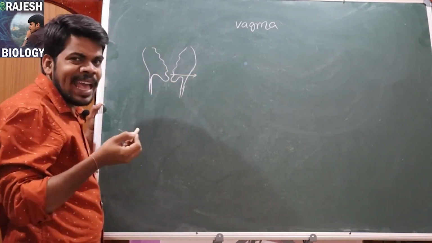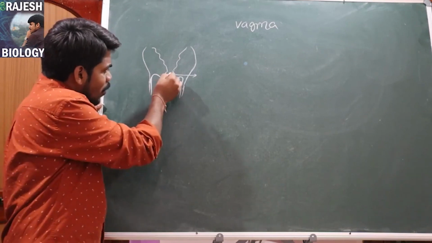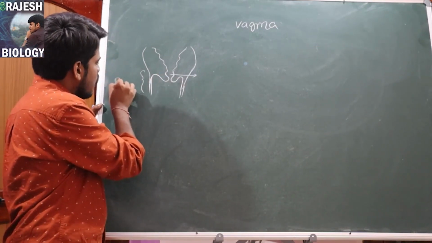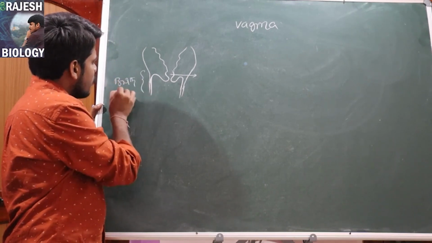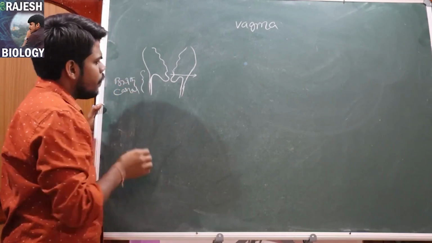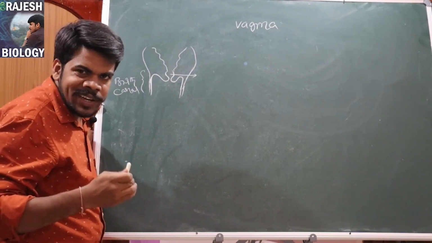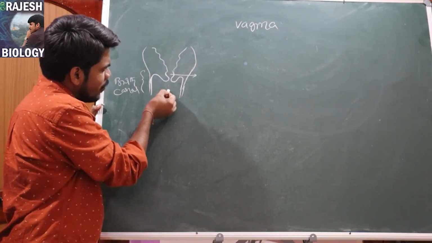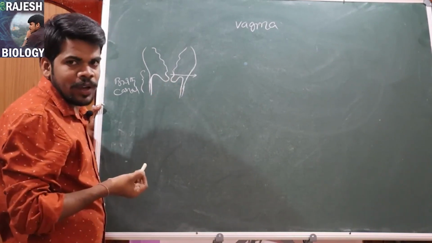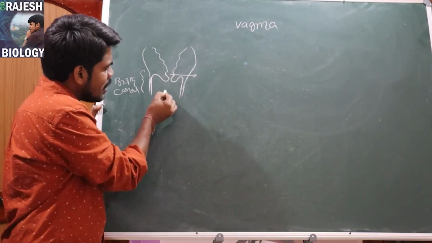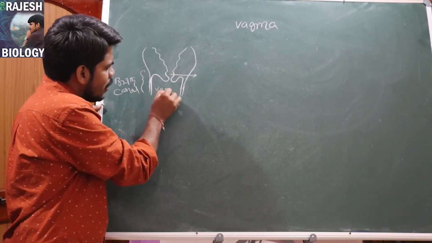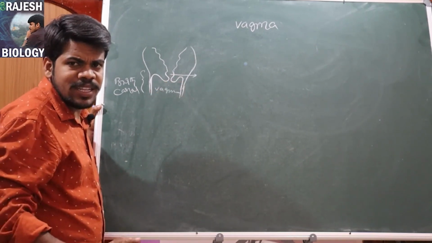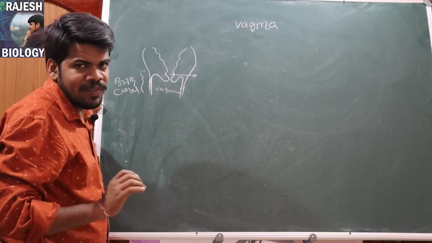The cervix is the narrow canal. Along with the vagina, the cervix is together called the birth canal. It is called what? Birth canal. This is what we completed in the previous class.